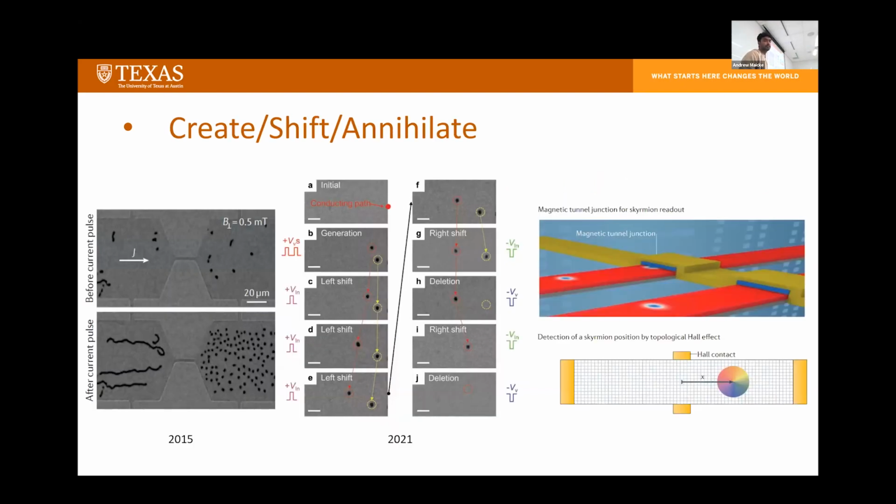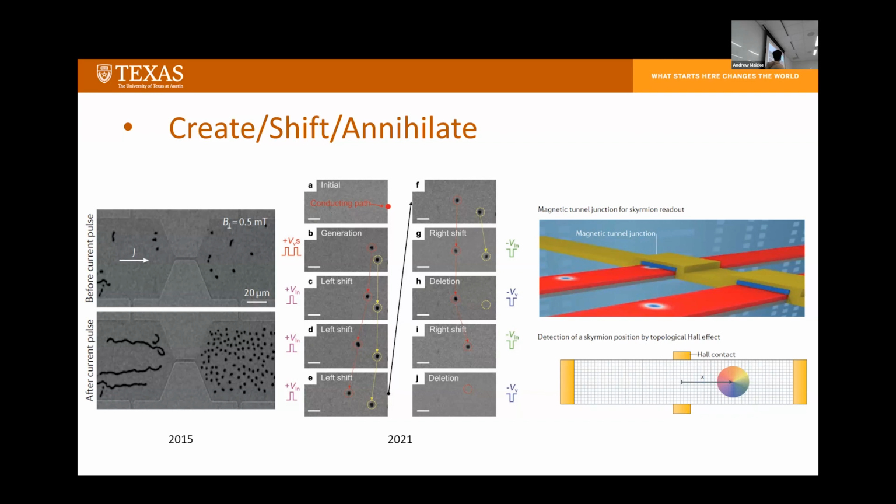Okay, coming to how do you create, annihilate and shift them? First one is from an experimental result from a paper in 2015, where you have strip domains passing through a congested structure, leading to the generation of skyrmions. Next is the one in 2021, which apparently they claim is the first paper where they showed the creation, movement, and annihilation all in the same material system on the same setup.